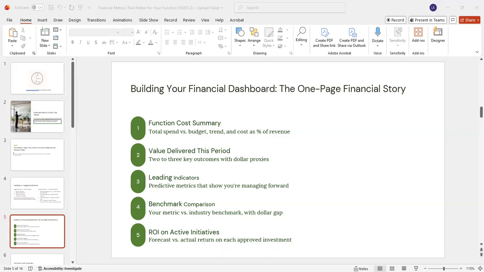Number 4 is the benchmark comparison. Like I said, it's very helpful in making the case for the cost of inaction. So tracking your metrics versus an industry benchmark, and then documenting the dollar gap can be very powerful. So I highly recommend having a benchmark comparison built into your dashboard. And then finally, measuring the ROI on your investments, the same ROIs you presented in your pitch for budgets. You can track what you forecasted for that investment against the actual returns being realized for each of those approved investments.